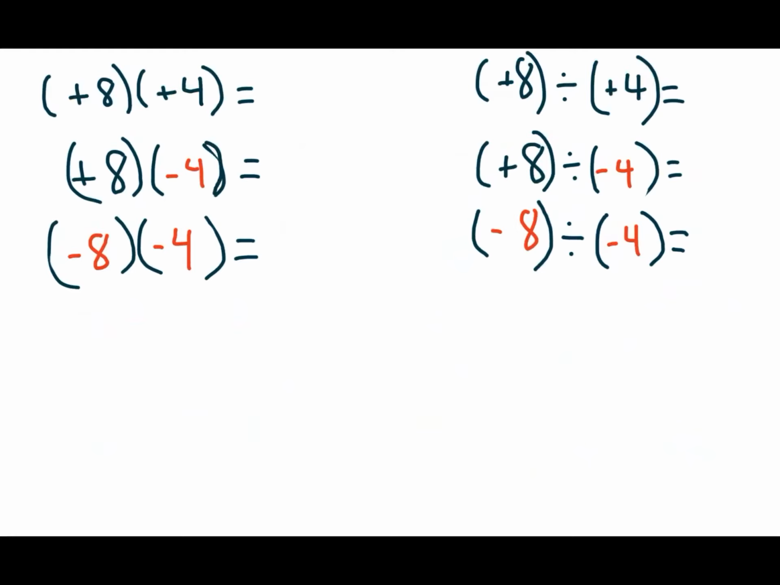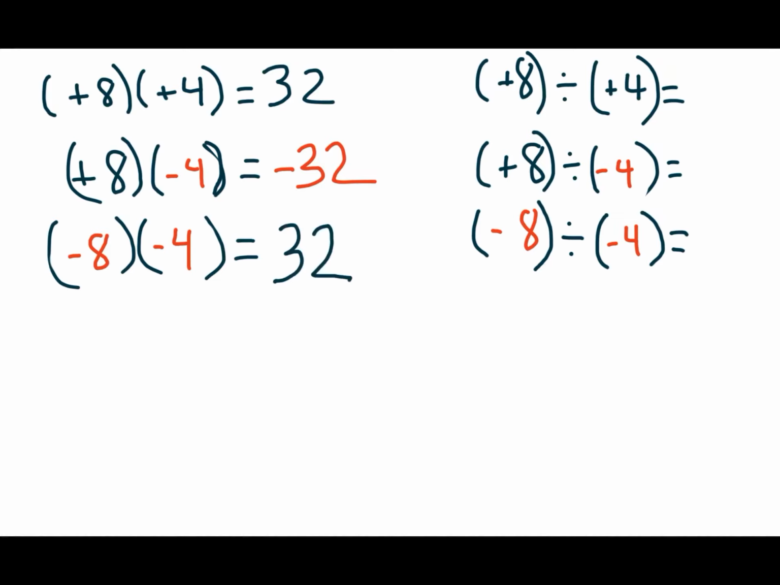So 8 times 4, positive 8 times positive 4. All right, we all know our math facts, so we know that that is 32. All right, positive 8 times negative 4. What is it? It is negative 32. And negative 8 times negative 4 is also going to be positive 32, because a negative times a negative equals a positive.